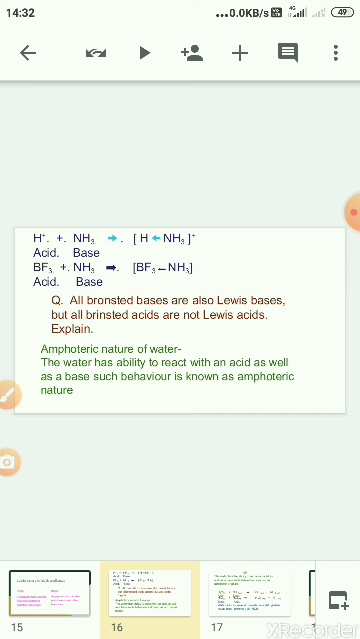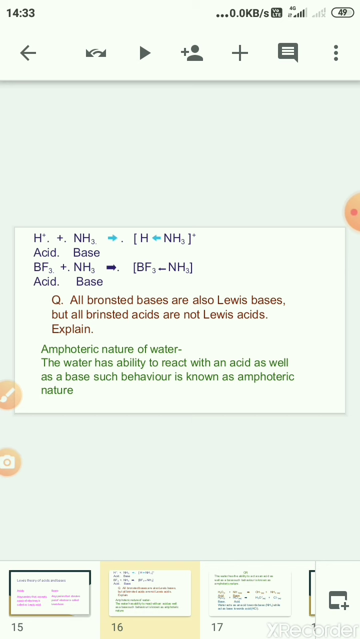The substances which are accepting H plus ions from another species are called bases according to Bronsted theory. In the same way, what is the definition of Lewis bases? The Lewis bases are giving a pair of electrons, whether to H plus ions or to another species. As they are accepting H plus ions also, the definition for Bronsted bases and Lewis bases is the same. But the definition for Bronsted acids and Lewis acids is not the same.